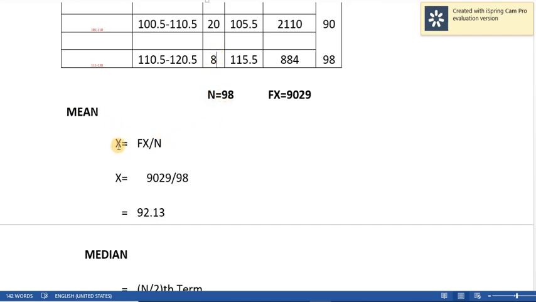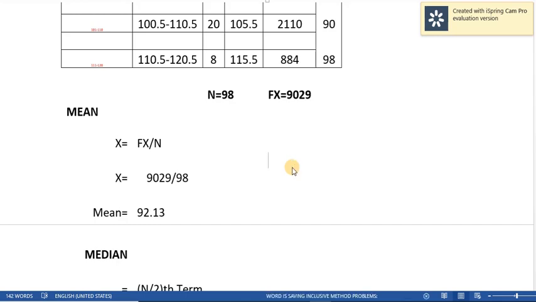The formula of mean, x bar is equal to sigma fx divided by n. x bar is equal to 9029 divided by n. n is 98, and that value is 92.13. This is the answer, this is the mean. I'll write it here: this is the mean, 92.13.